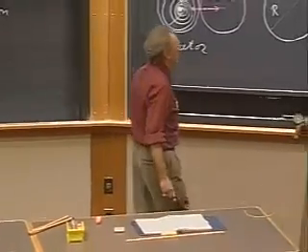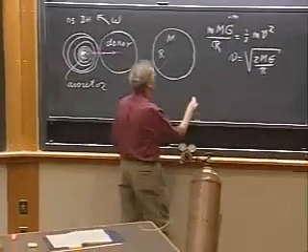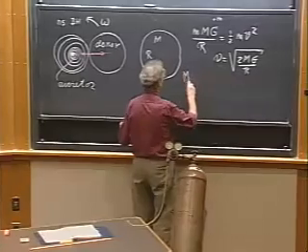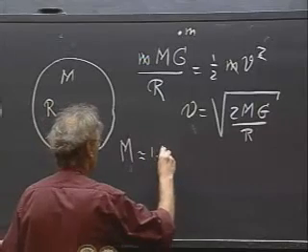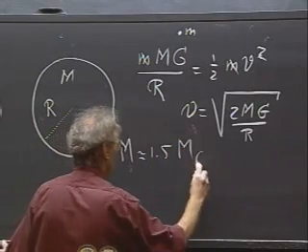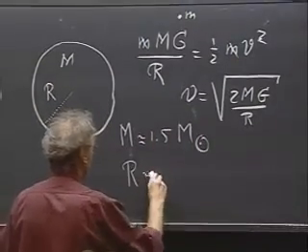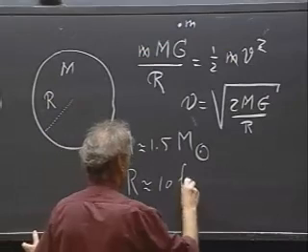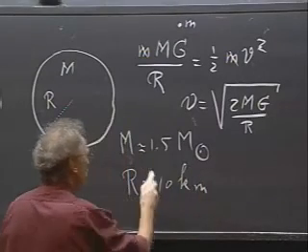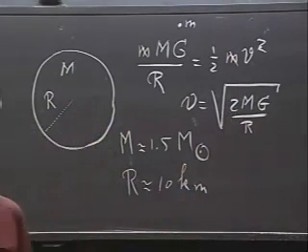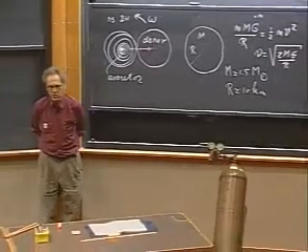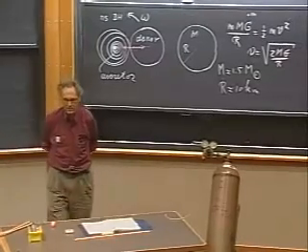Now comes the amazing thing. If you take a neutron star, the mass of a neutron star is very roughly 1.5 times the mass of the sun. This is a symbol for sun. And the radius for a neutron star is about 10 kilometers. If you substitute those numbers in there, you will get a phenomenal speed. You get 200,000 kilometers per second, which is 70% of the speed of light.